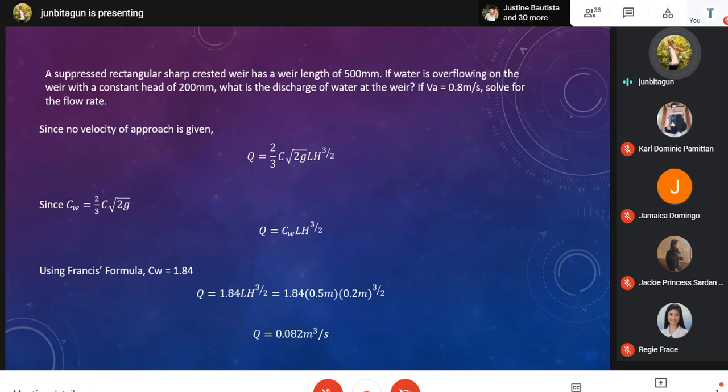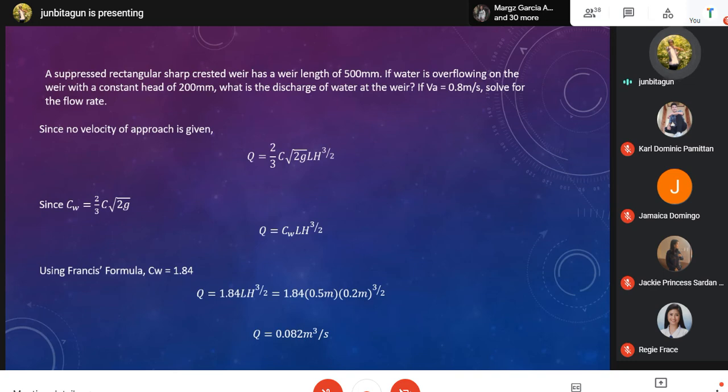Suppressed triangular sharp-crested weir. Okay, suppressed na rectangular. So, ayan yung equation niya, di ba? Yung 2/3 C square root of 2G L times H raised to 3 halves, di ba? Pero pwede rin natin kunin siya in terms of using Francis formula, lalong-lalo na kapag walang binigay na C.